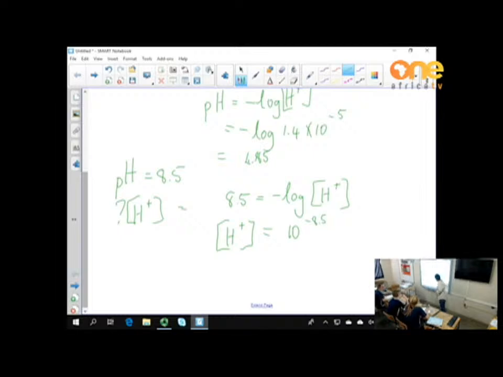Remember, there's a minus. Over here you've got the opposite of log. So it's second function, log of 8.5, but there's a minus. Do you understand? Okay, so it gives you a value of 3.16 times 10 to the power minus 9 moles per decimeter cubed.